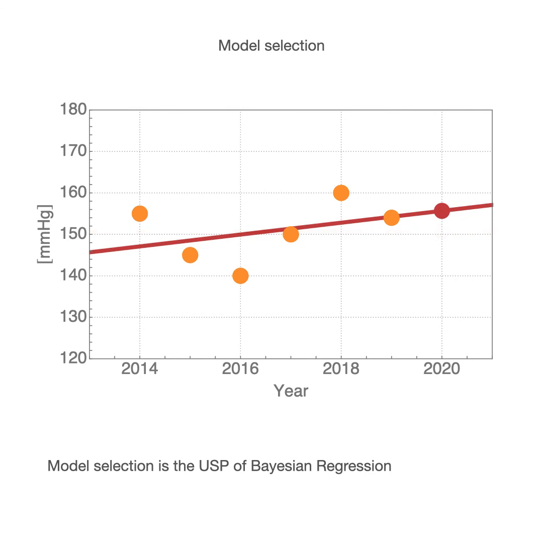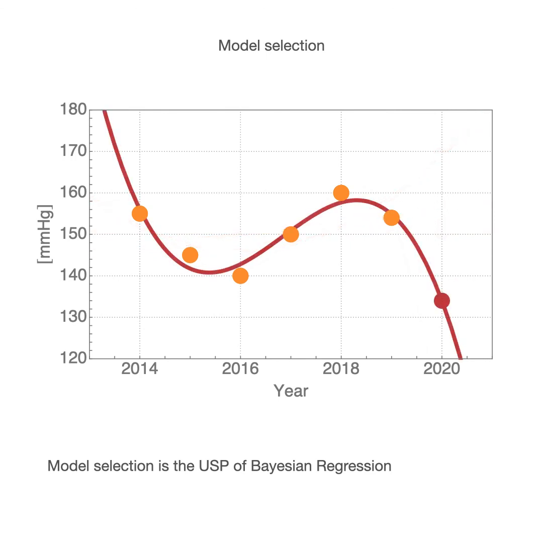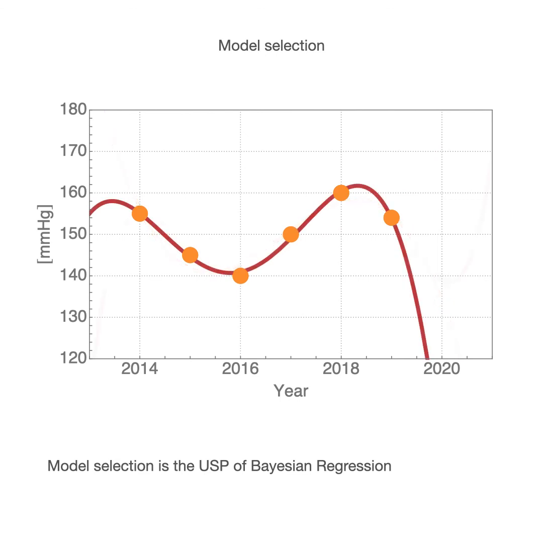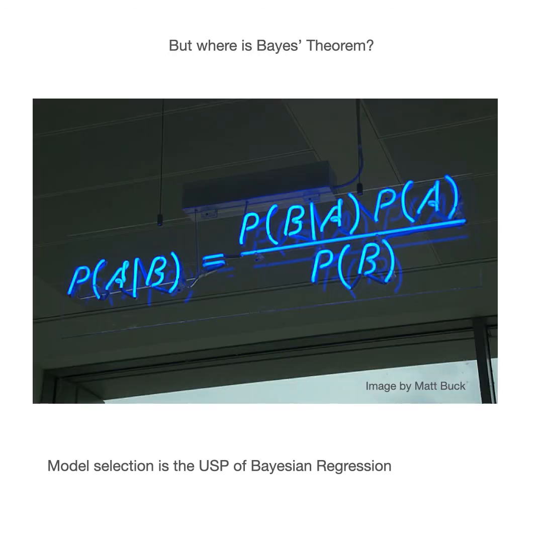So what do we need? We actually need a way to select models. And selecting models is the unique selling point of Bayesian regression. But where is Bayes' theorem? Well, you have to be patient a little longer.